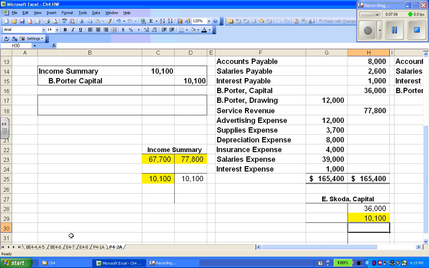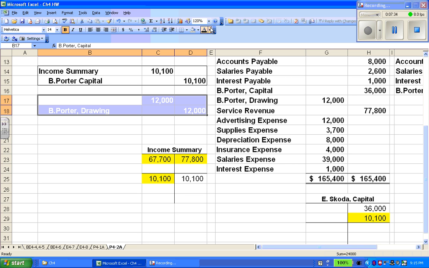Okay, now the final closing entry is to close out our drawing account. So obviously B. Porter, the owner of this company, decided to withdraw 12,000 of his original investment in this company. So he's taking 12,000 out. I want to reflect that in my capital. So in order to zero out this drawing account, I'm going to credit it for $12,000. And the account that I will debit is the capital account.